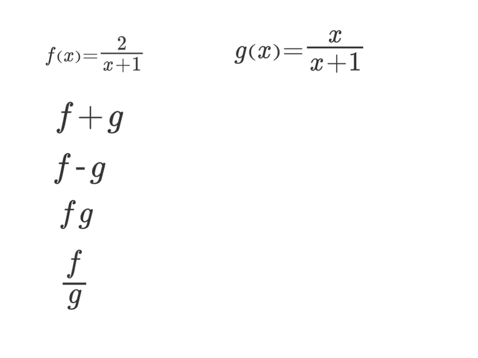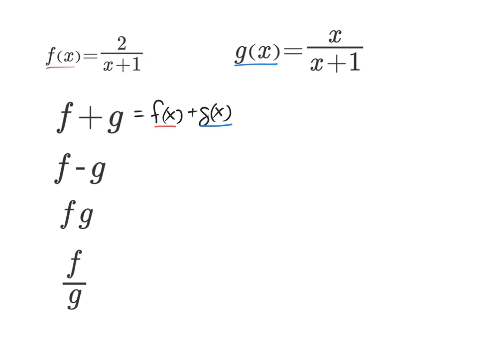f of x equals 2 over x plus 1. G of x is x over x plus 1. And I want to know what f plus g is. Now, if you remember, this is the same thing as saying f of x plus g of x. So what I'm going to do is take these two functions, f and g, and make f red, and g is going to be blue.